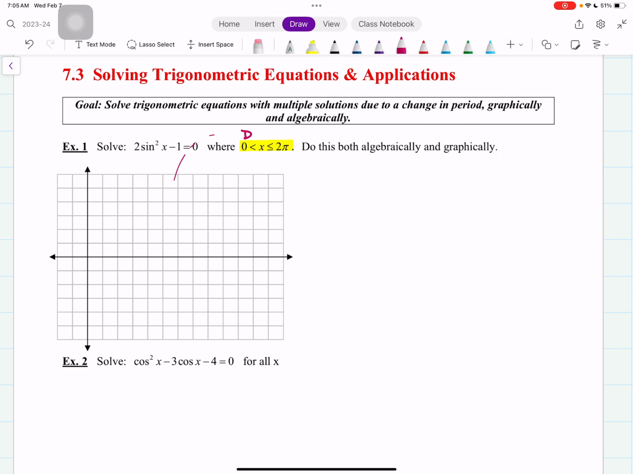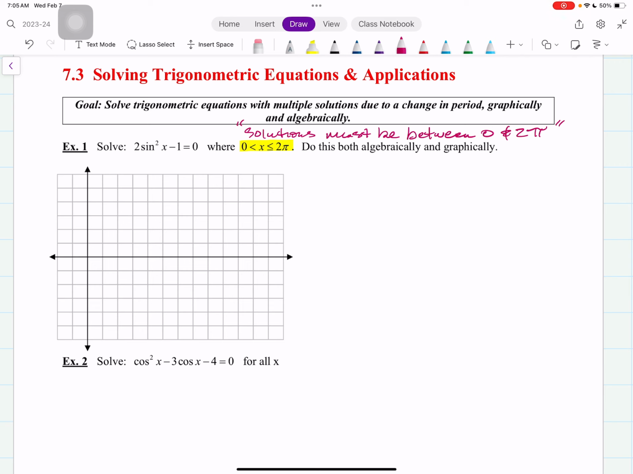And the domain means that the solutions that we're looking for have to live inside here, between 0 and 2 pi. So the solutions must be basically from 0 to 2 pi. I'm going to say between, but it could be all the way up to 2 pi. So between 0 and 2 pi. That's just the basic idea: greater than 0, less than or equal to 2 pi.